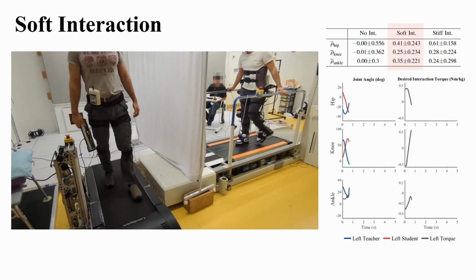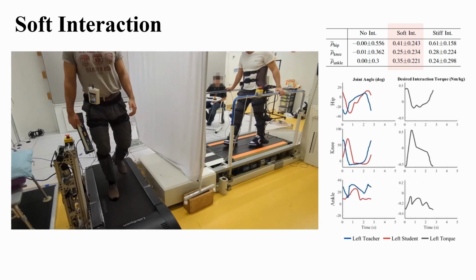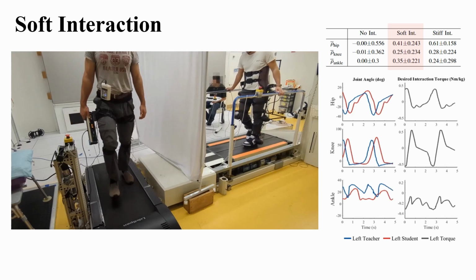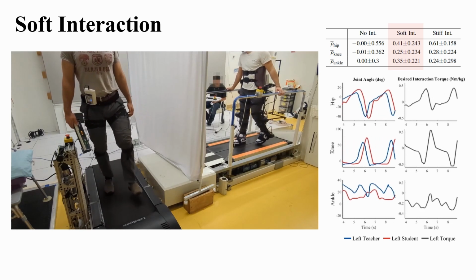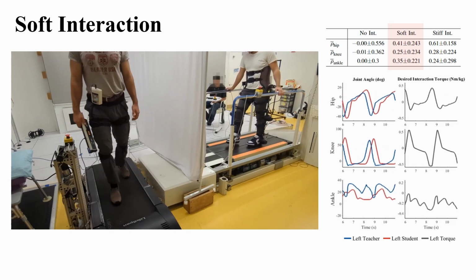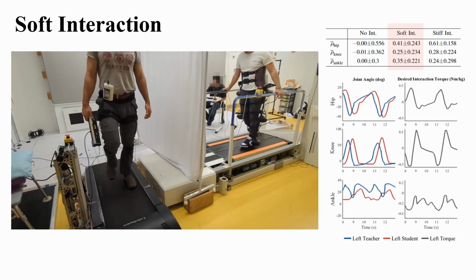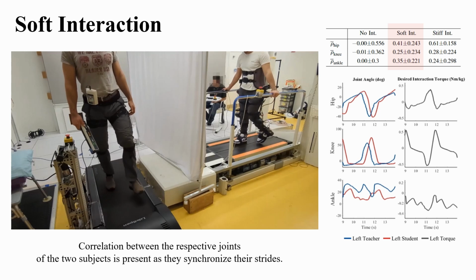In this video, we show the walking patterns of the 2 users while rendering the virtual connection. While walking, the designed interaction control commands non-zero interaction torques, which are felt by the student wearing the exoskeleton. In the soft interaction, this results in higher correlation between the joint kinematics of the 2 users, as their trajectories are more synchronized at the hip, knee, and ankle.